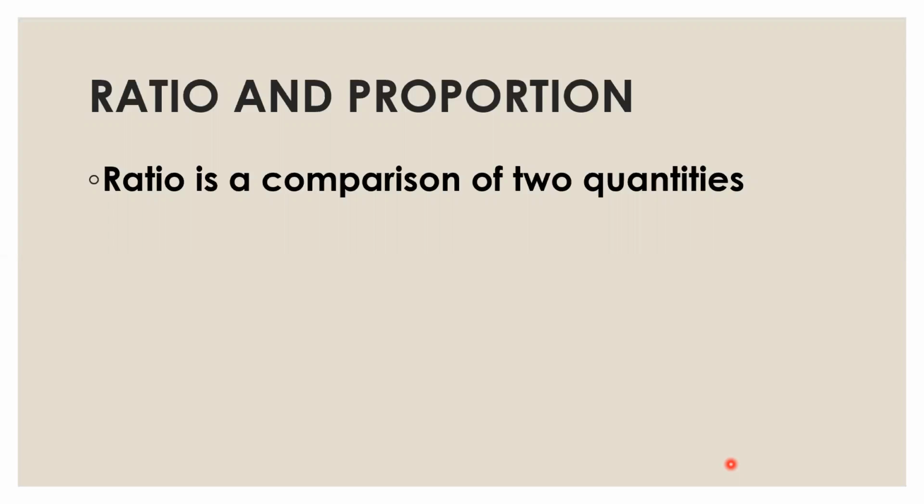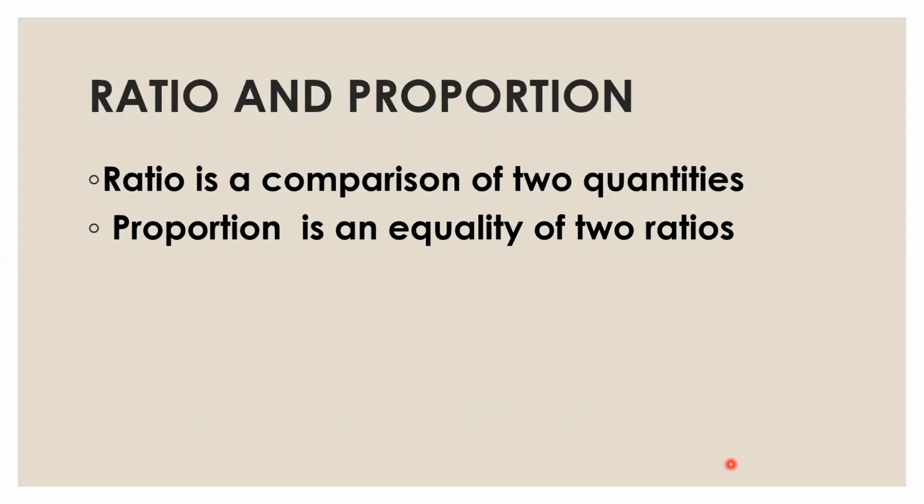If so, what is proportion? Proportion is an equality of two ratios. So if you have ratios, then it's easy to find the proportion of those ratios. How do you find a proportion? It is an equality of two ratios. Ratio is the comparison of two or more quantities. If you have a ratio, you can find the proportion because proportion is an equality of two ratios.